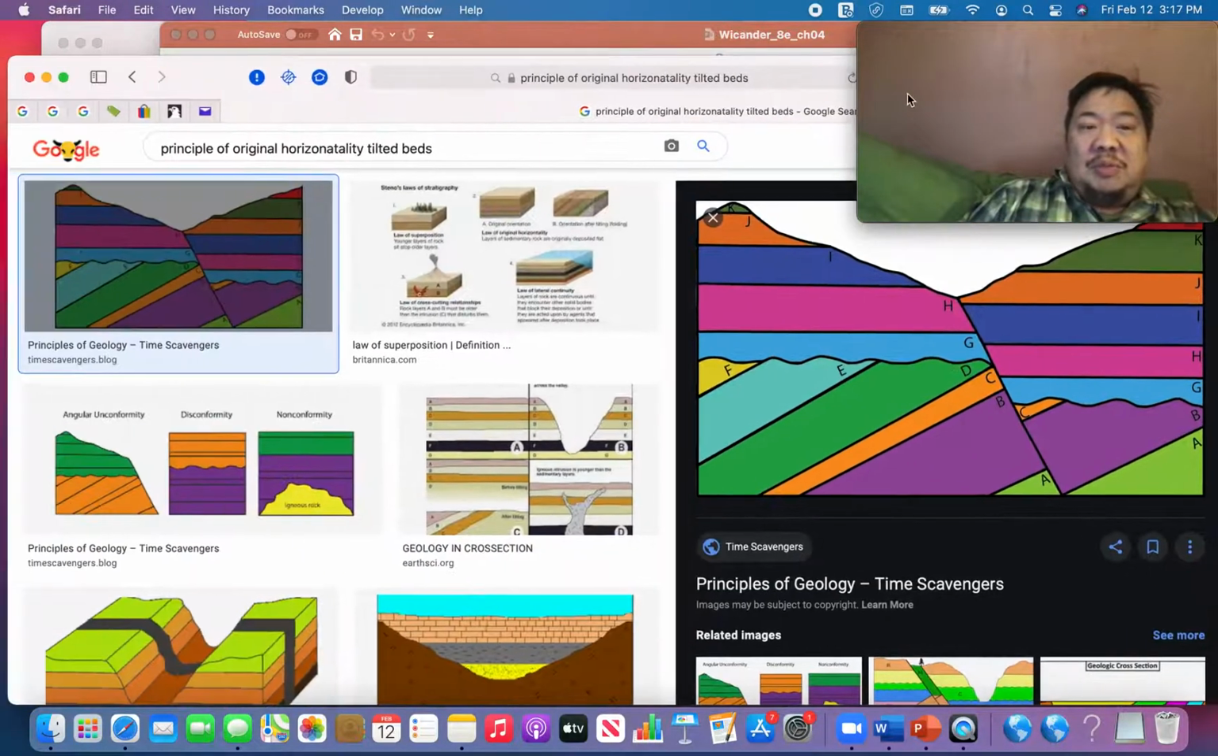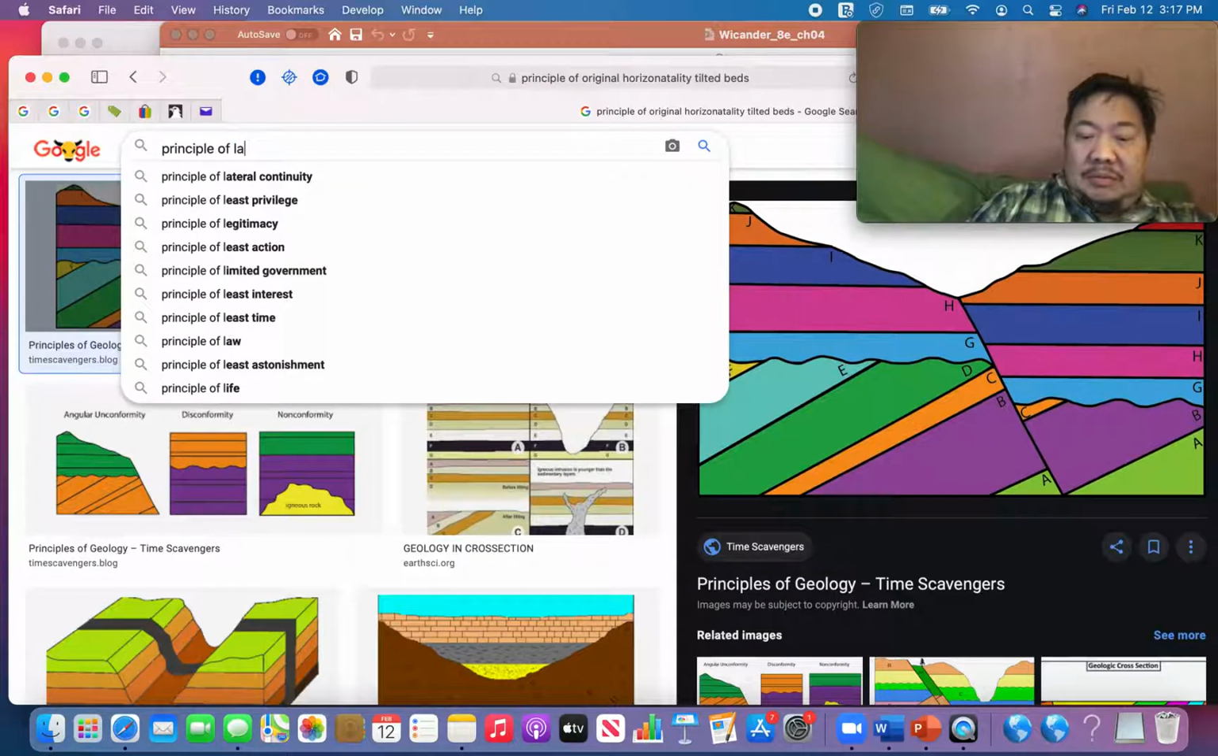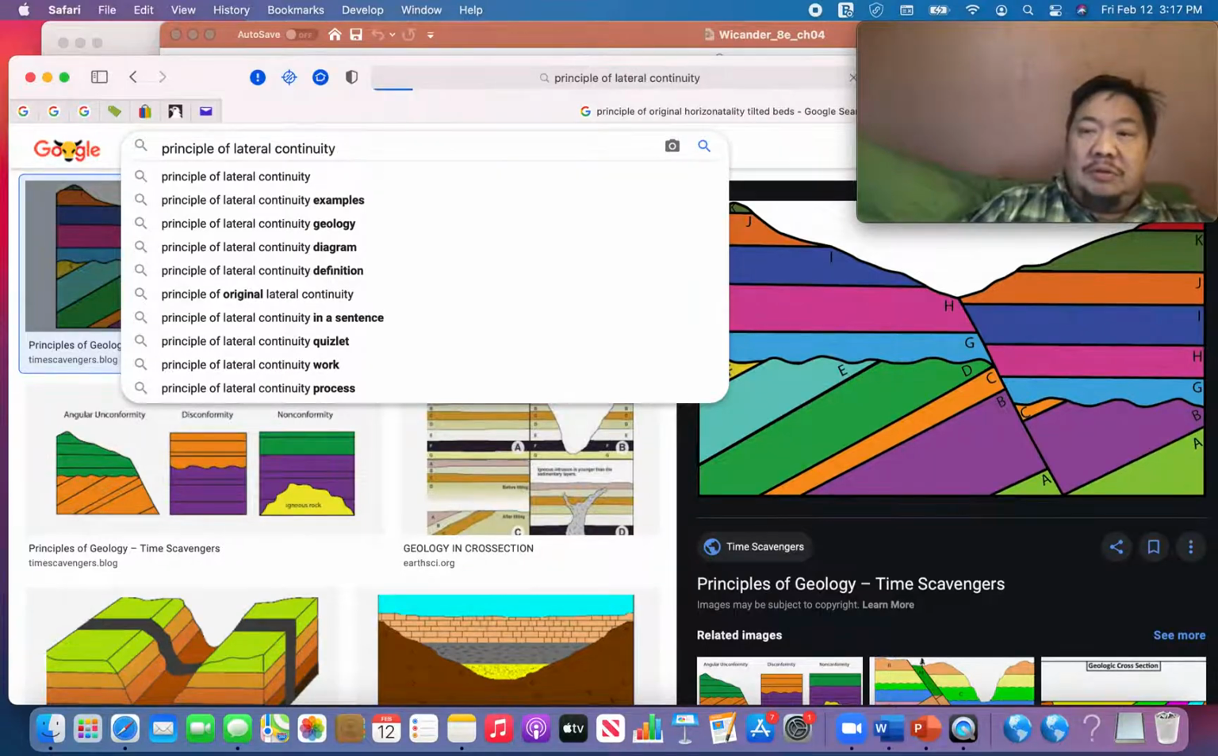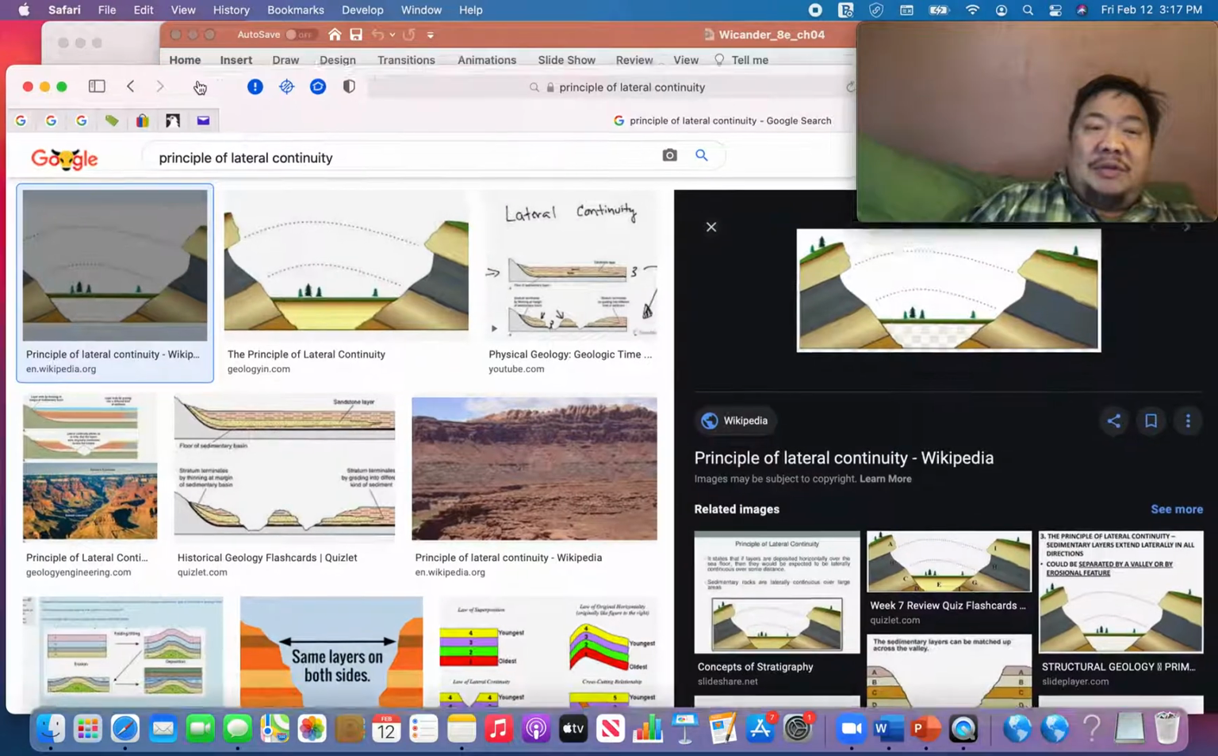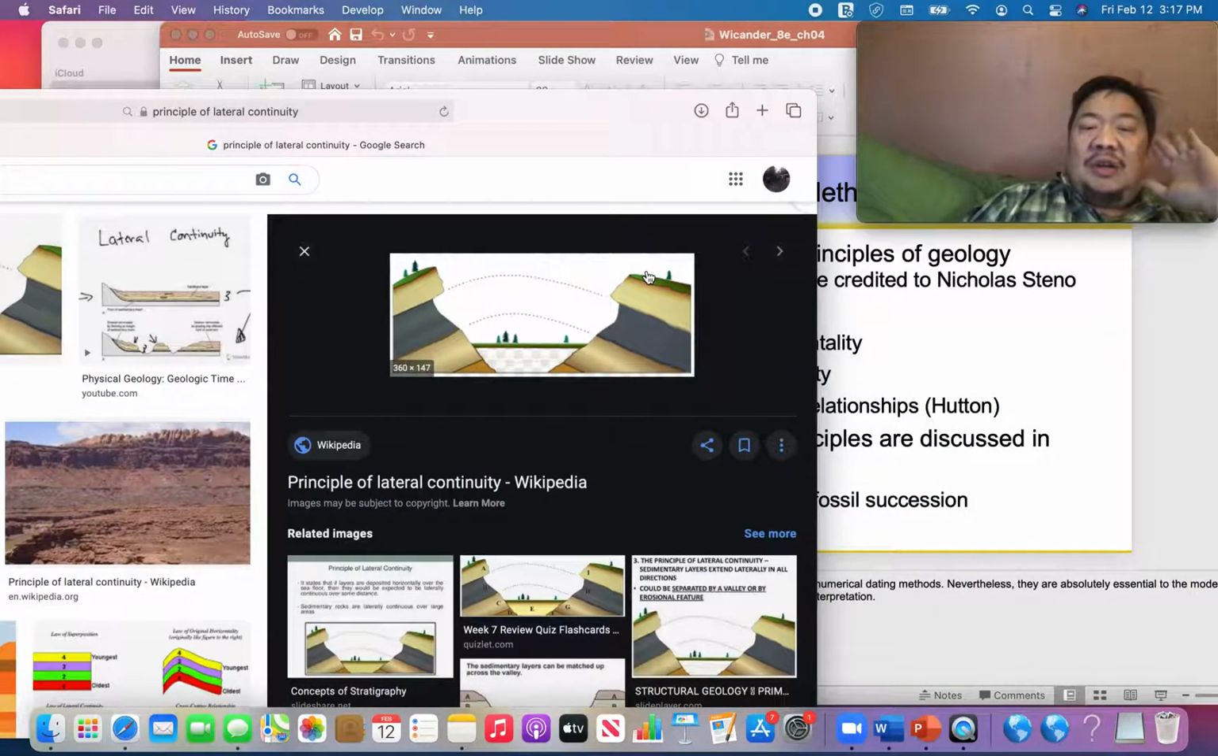Next principle we're going to look at is called the principle of lateral continuity, also by Nicholas Steno. In order to understand the principle of lateral continuity, imagine that you're standing right here on top of this hill, and your friend is standing over here on the top of this hill. When you look down the hill slope, what do you see? You see this orange bed, and then maybe yellow sandstone and a gray shale and another yellow sandstone. And your friend over there sees the same exact order of beds: sandstone, shale, sandstone, and conglomerate, let's say. But there's a valley in between the two of you.